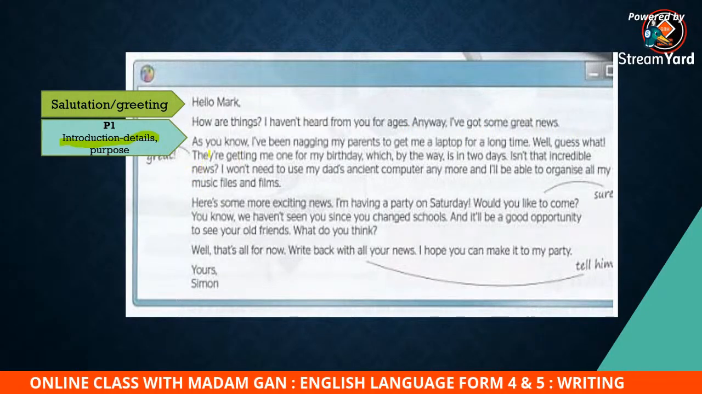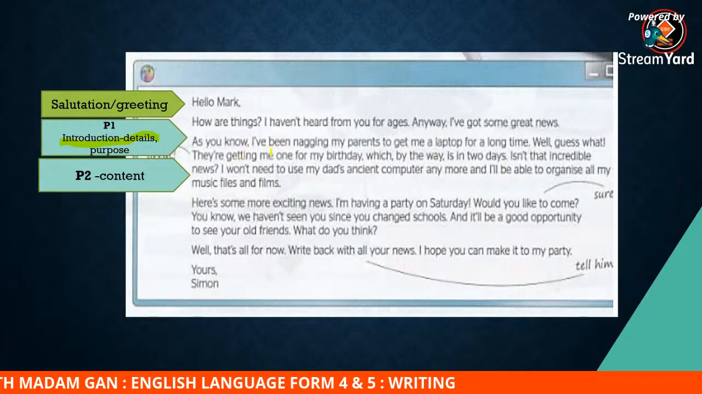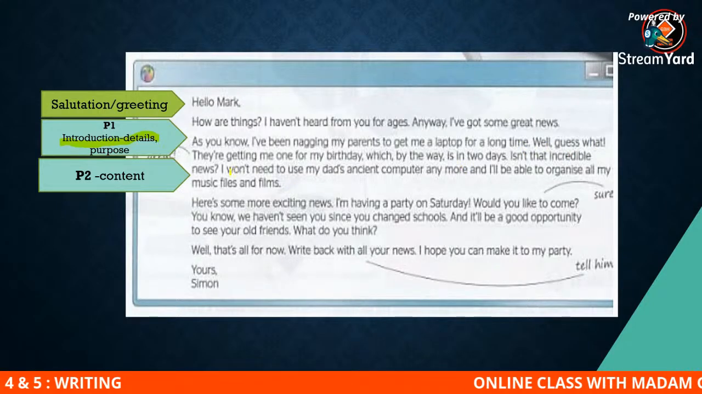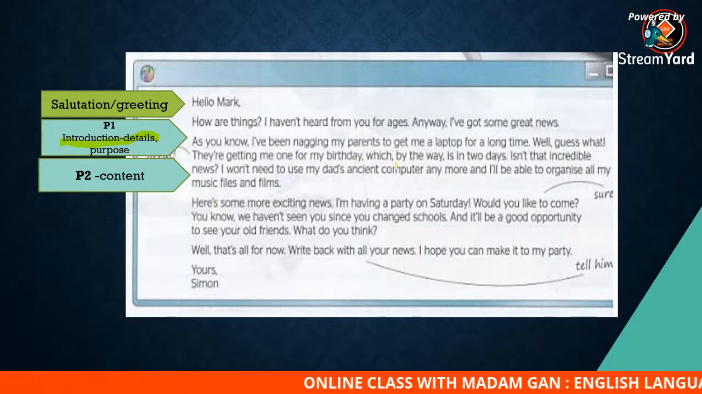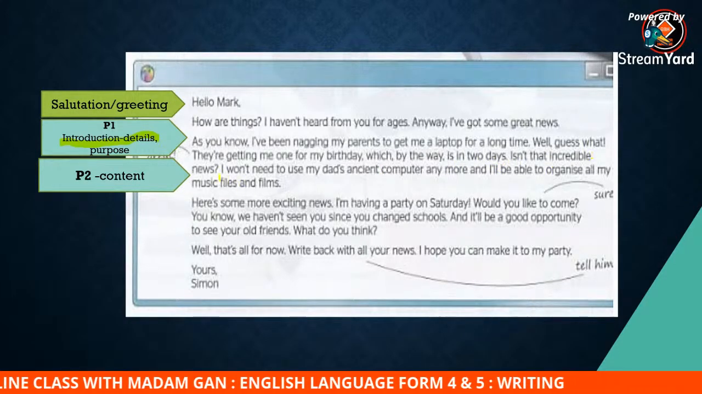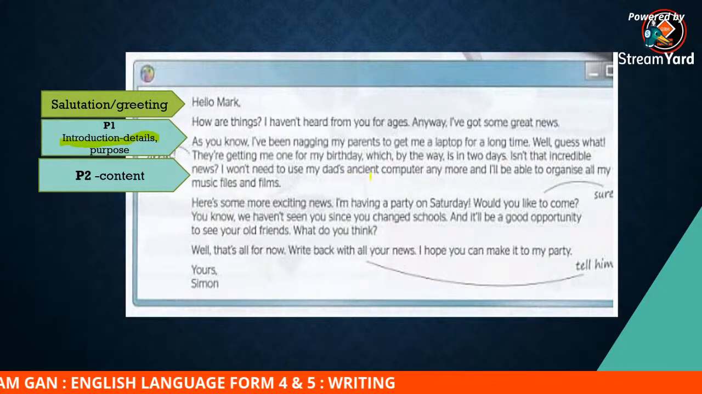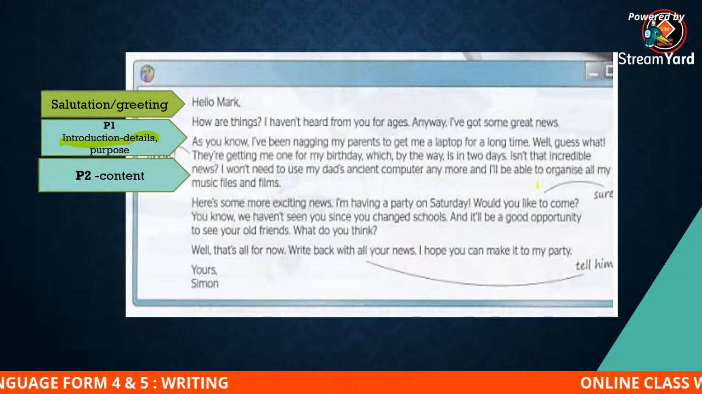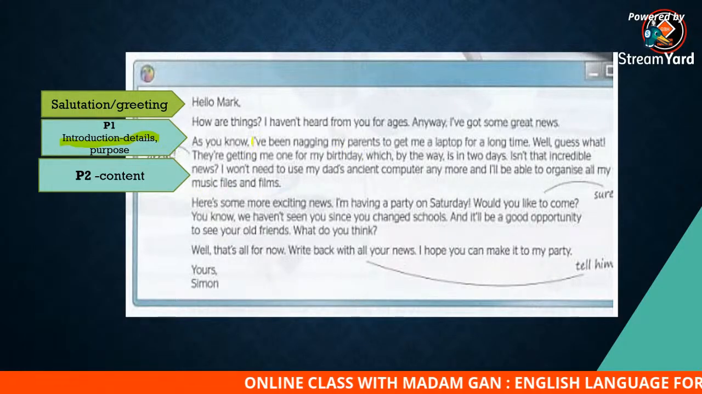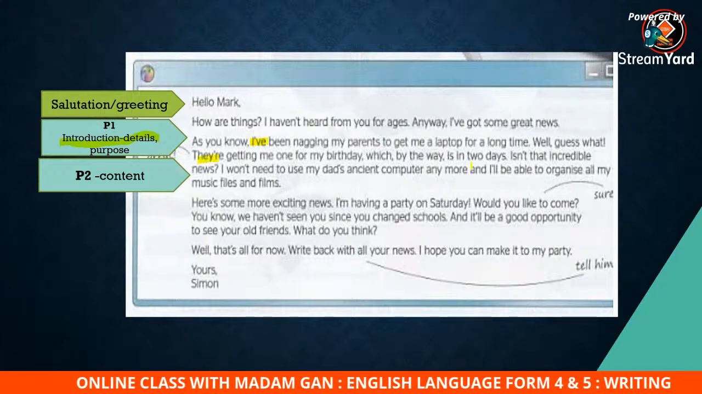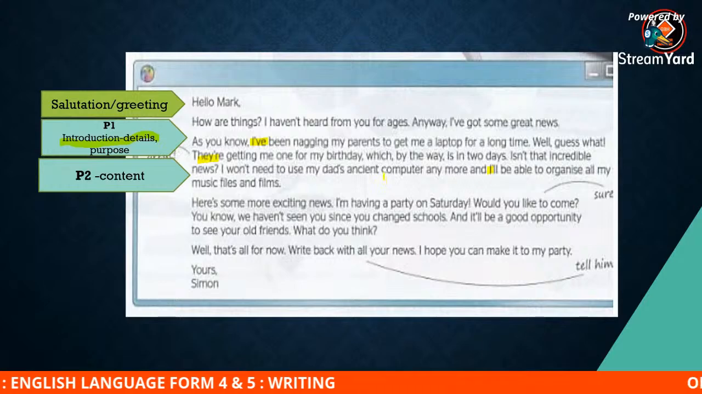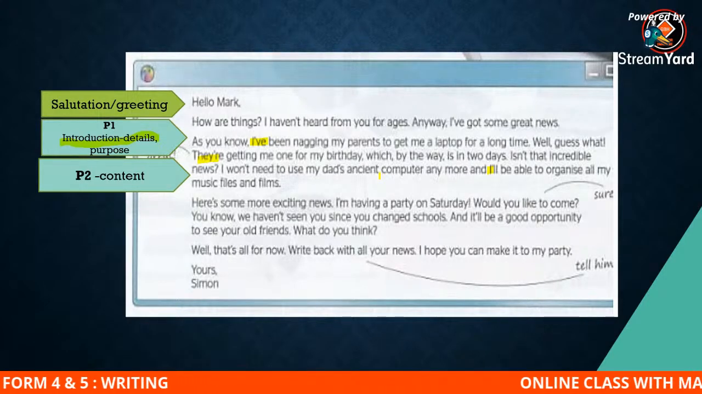Okay, next. Paragraph 2. As you know, I've been nagging my parents to get me a laptop for a long time. Well, guess what? They are getting me one for my birthday, which, by the way, is in 2 days. Isn't that incredible news? I won't need to use my dad's ancient computer anymore, and I'll be able to organize all my music files and films. So you can see here there are contractions. You can see others like I'll be able, okay? So you can use contractions for informal email or informal letter.